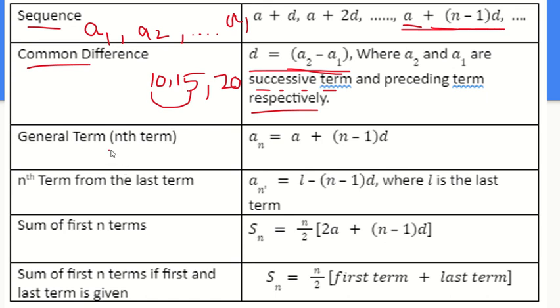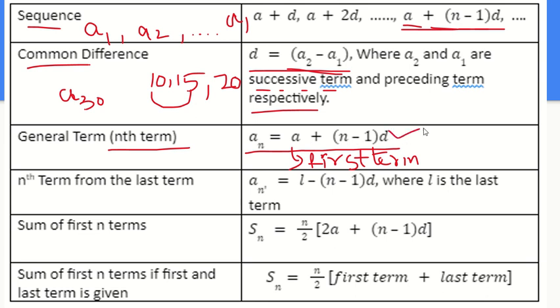Now what is the nth term? If I want to find out A30, the 30th term of an AP, how can you find it out? Here is the formula for that. An is nothing but A plus (N minus 1) into D. As you know, A is A1, the first term. Always whatever the first term I'm getting, that is A. This is the first term in the sequence. Then N is the number of terms, and D is your common difference.